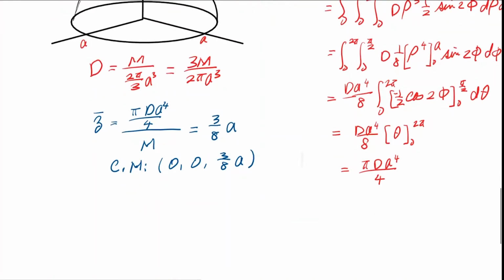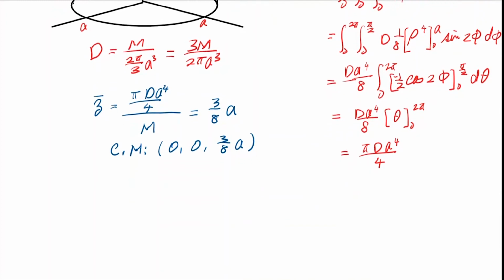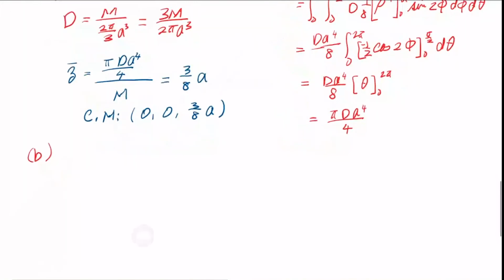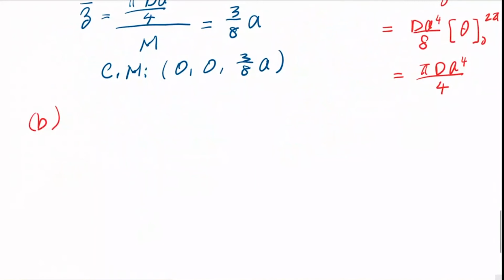Okay, that's A. Let's do B. So part B is we have to find the moment of inertia. But we are not rotating it the way we see. We have to stand it up and rotate it about the diameter of the base, is what it says, right? So I have to redraw the picture now. Good. Okay, let's redraw it. Which will be a little bit of a headache, but hey, it's okay. Say we have that.